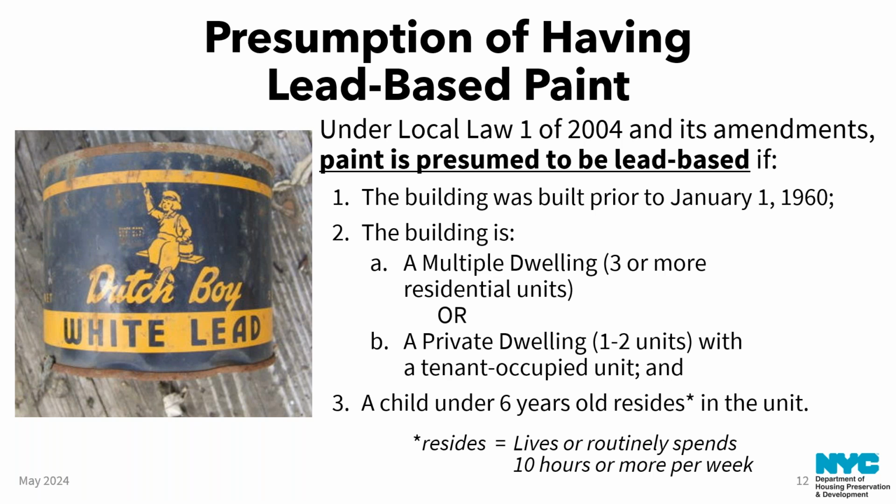And then the other concern under Local Law 1 is if a child under 6 resides in the unit in question. And Local Law 1 defines resides in a particular way to mean lives in or routinely spends 10 hours or more per week. So that's something to highlight because sometimes if you ask a tenant, does the child live in the apartment, they may say no. But it could turn out there's a child that spends more than 10 hours per week in the apartment, for instance, because the tenant is a babysitter. And so under Local Law 1, that child would still be considered to reside in the apartment.